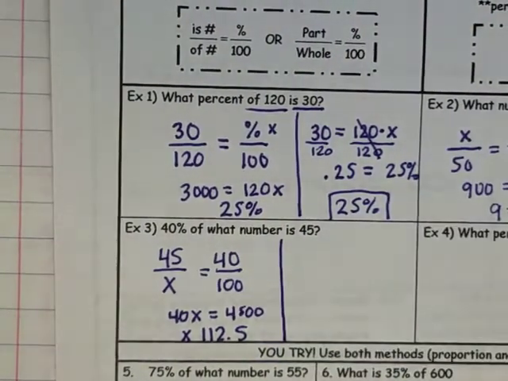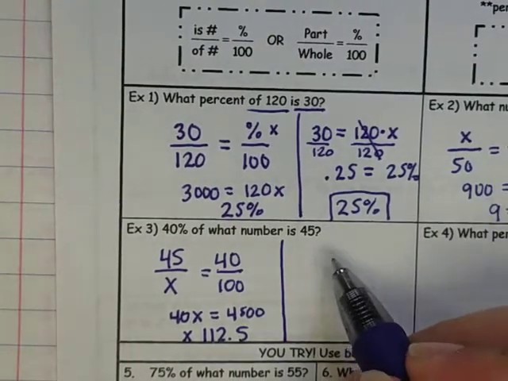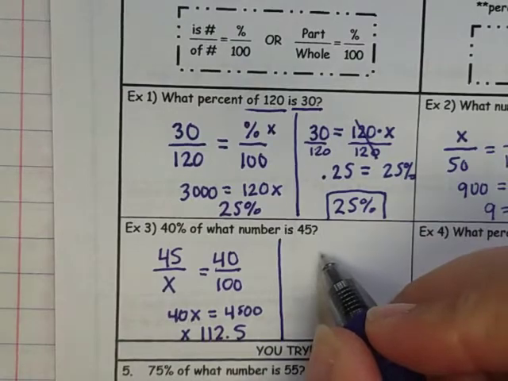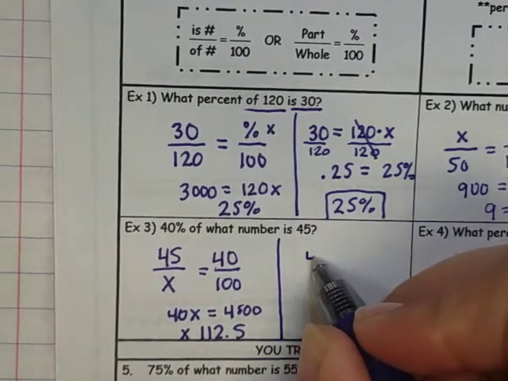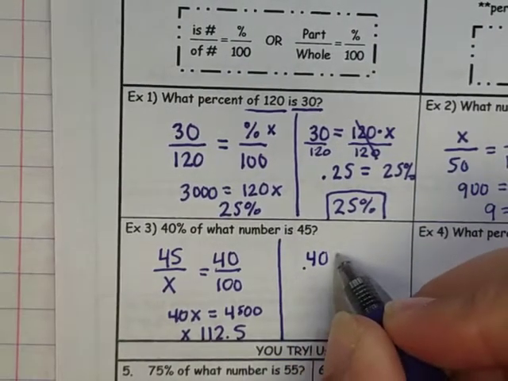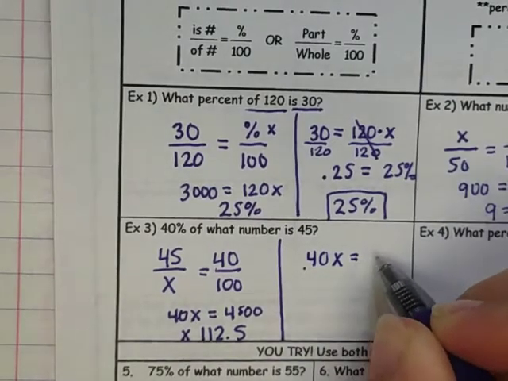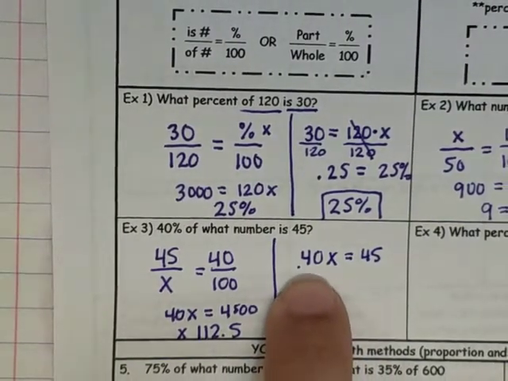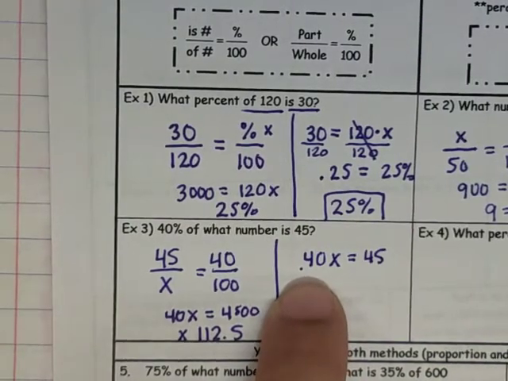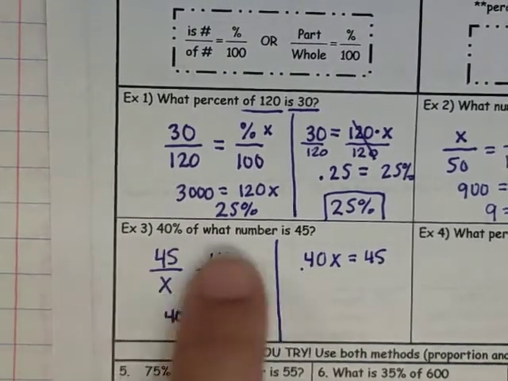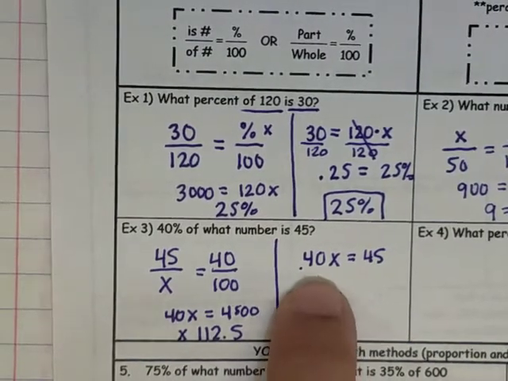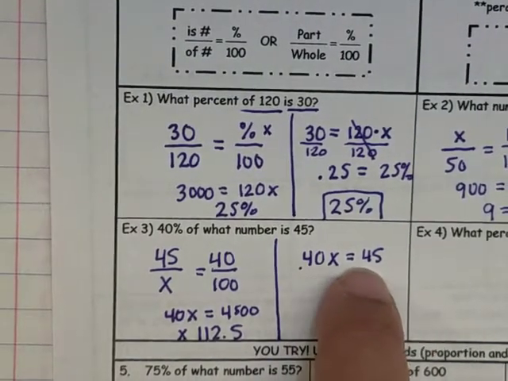What if we want to try the equation method? All right, the equation goes like this. 40% of what, so we don't know our of, is 45. So 40% of what is 45. Notice how Ms. Hooks put it as 0.4 or 0.40 because you have to change your percent to a decimal value. So it's always your percent times your whole, or your percent times your of equals your is, or your part.